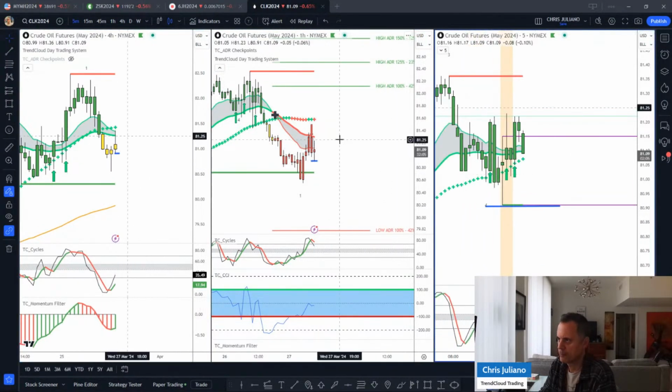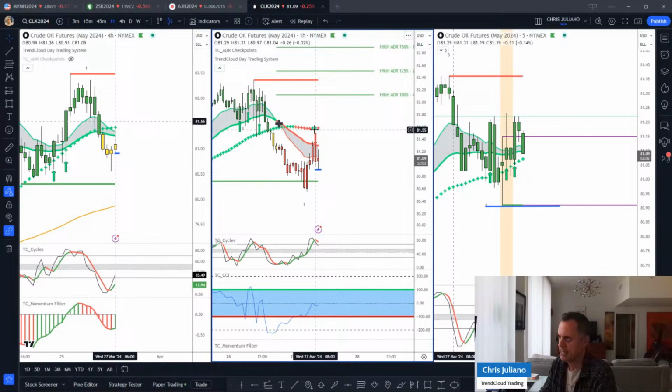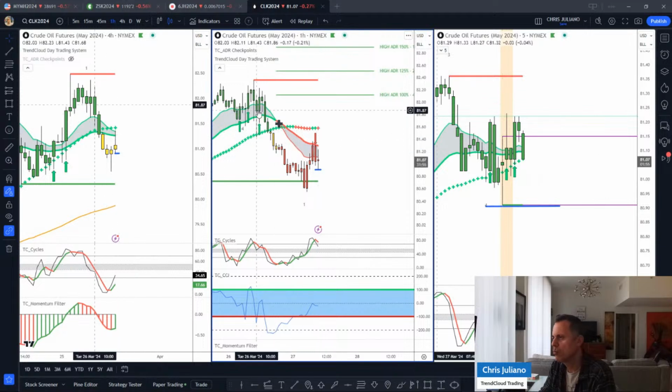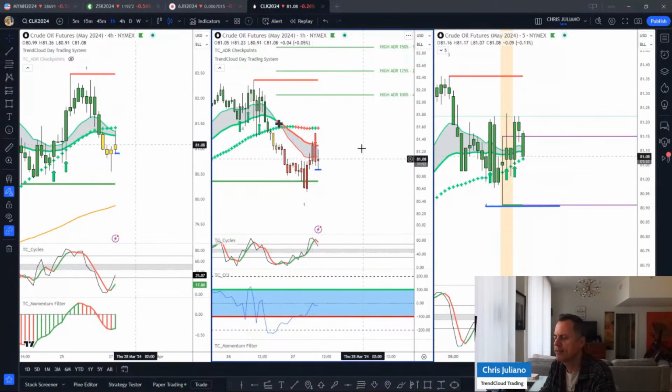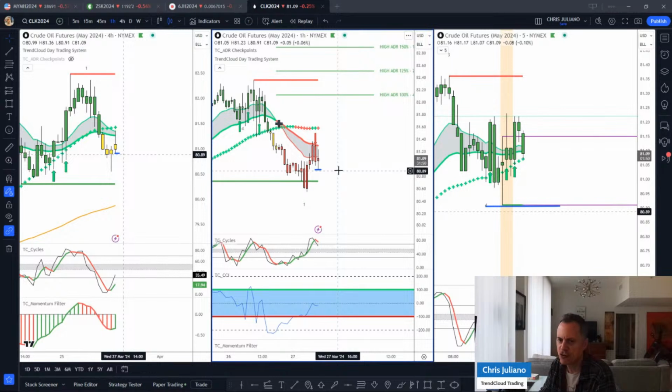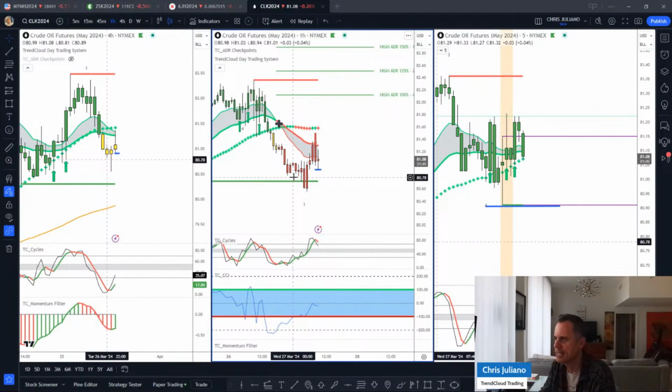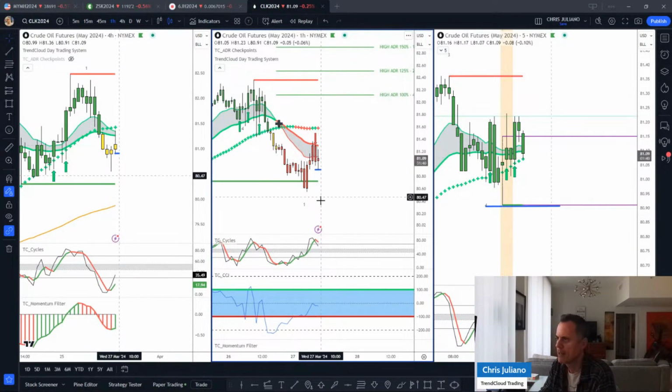So crude oil, the big mystery. When you see your trend cloud flashing from red to green, we want the middle chart to stay in a downtrend in order to take the trade short. We've got red candles. The trend cloud is red. We're starting to hook down on the cycle indicator. We are below negative 100 on CCI. We check all the boxes.